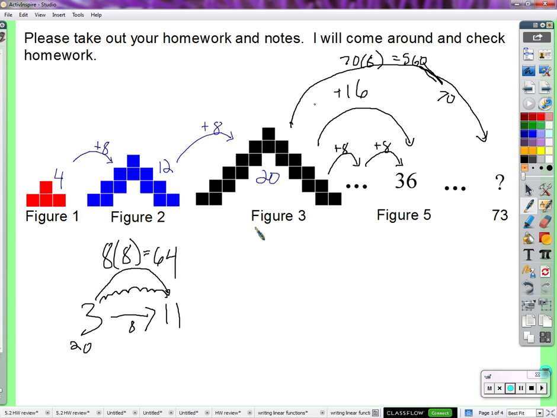560. Plus 20. So that's how many we add on. How many did we start with? 20. Everybody agree we started with 20? Yeah. Everybody agree we add on 70 eights? So we're going to add 560. So what do we have?